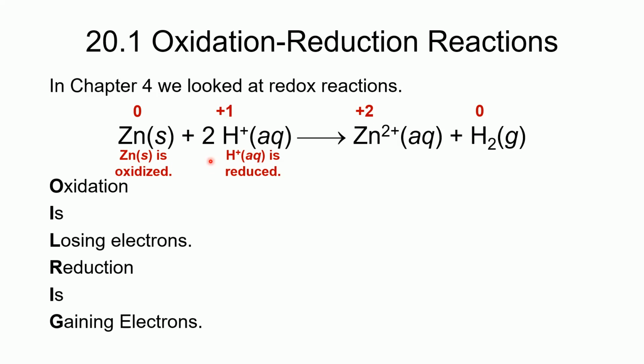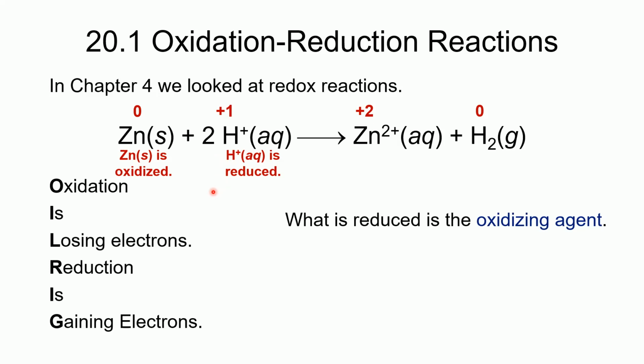So we can tell what is oxidized and what is reduced by looking at whatever gets more positive. That means it lost electrons, it got oxidized. And whatever gets more negative, for example, hydrogen here, it gains electrons and therefore it gets reduced.